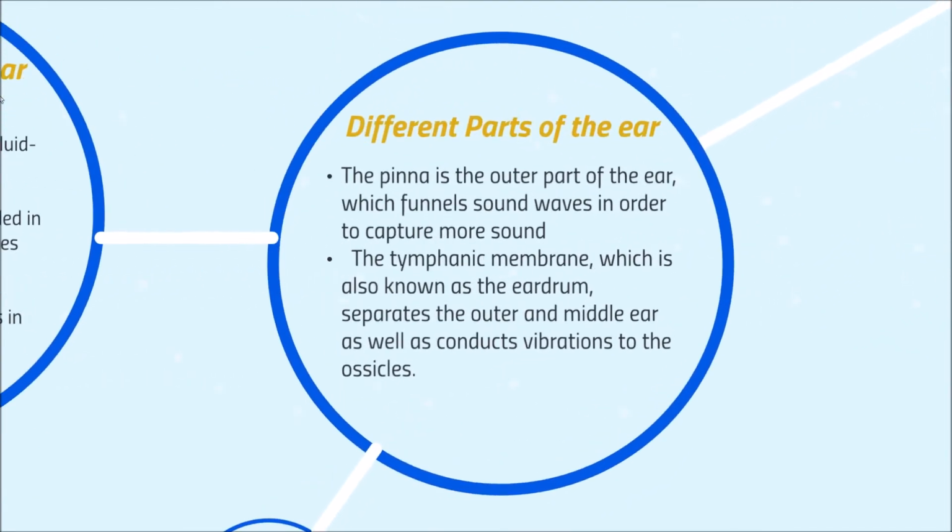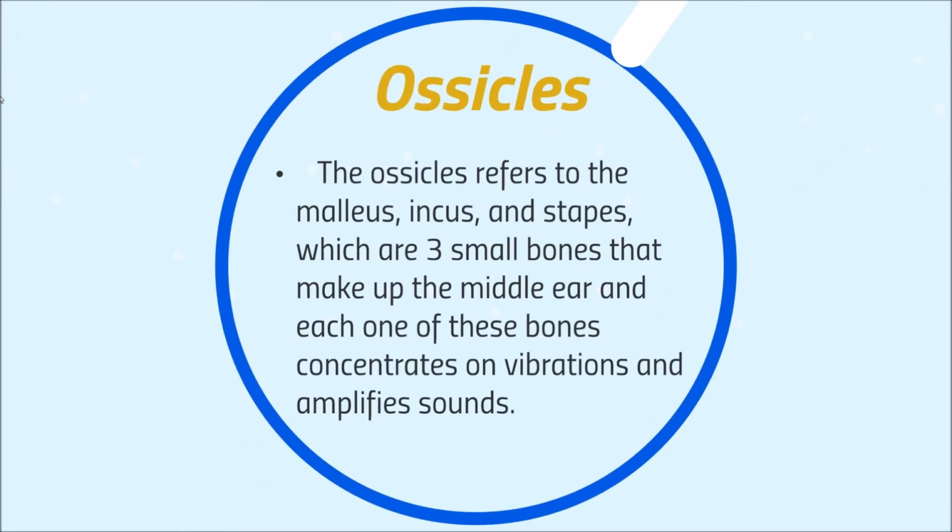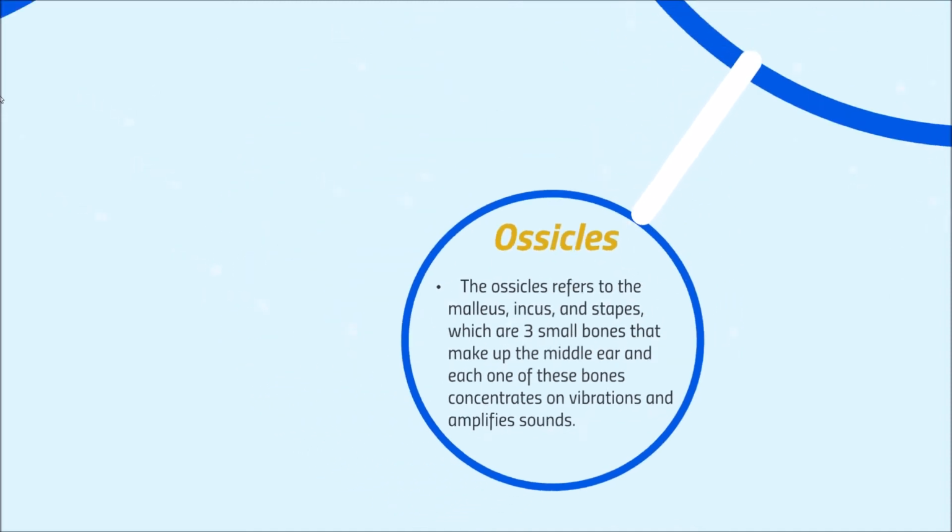The different parts of the ear are the pinna, which is the outer part of the ear. This funnels sound waves in order to capture more sound. The tympanic membrane, which is also known as the eardrum. This separates the outer and middle ear as well as conducts vibrations to the ossicles. The ossicles refer to the malleus, incus, and stapes, which are three small bones that make up the middle ear, and each one of these bones concentrates on vibrations and amplifies sounds.